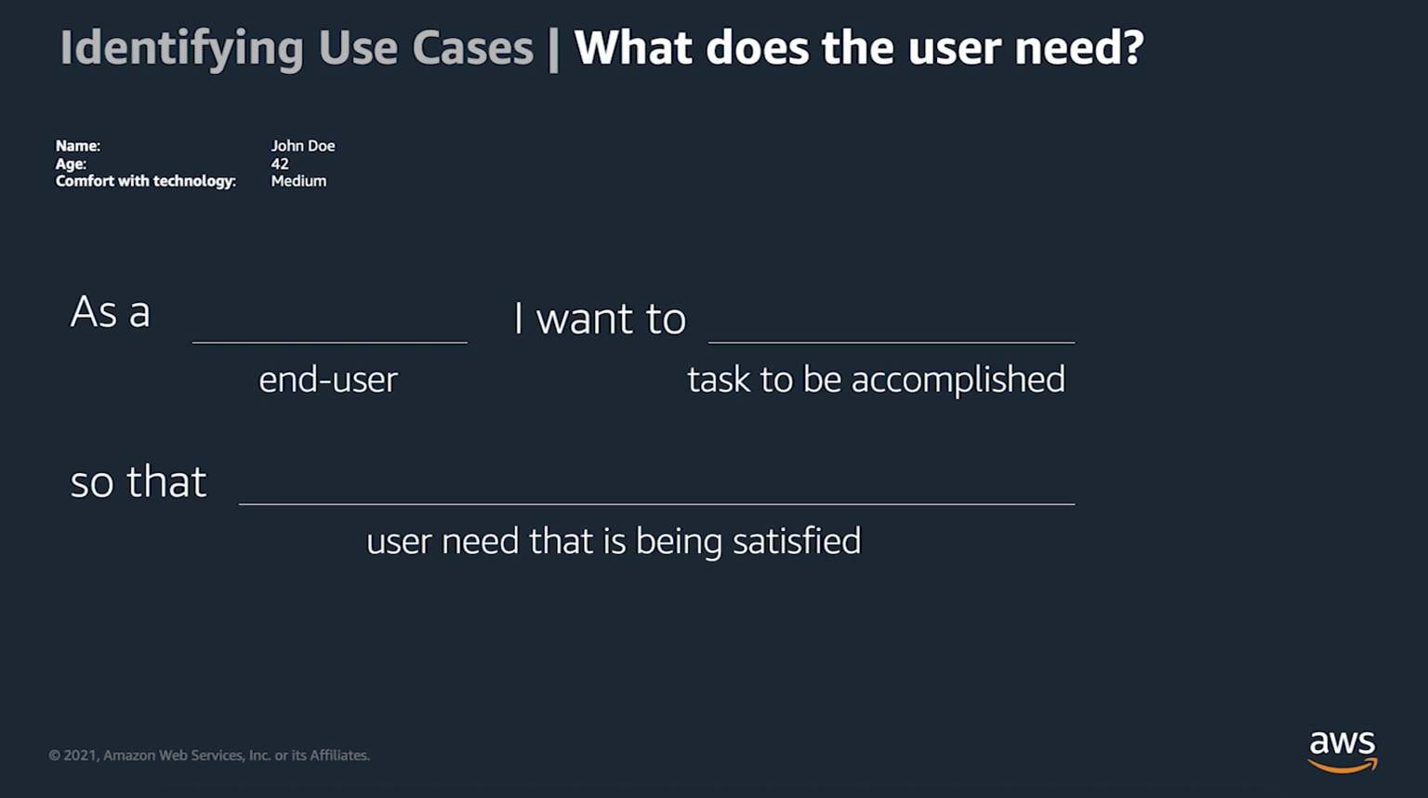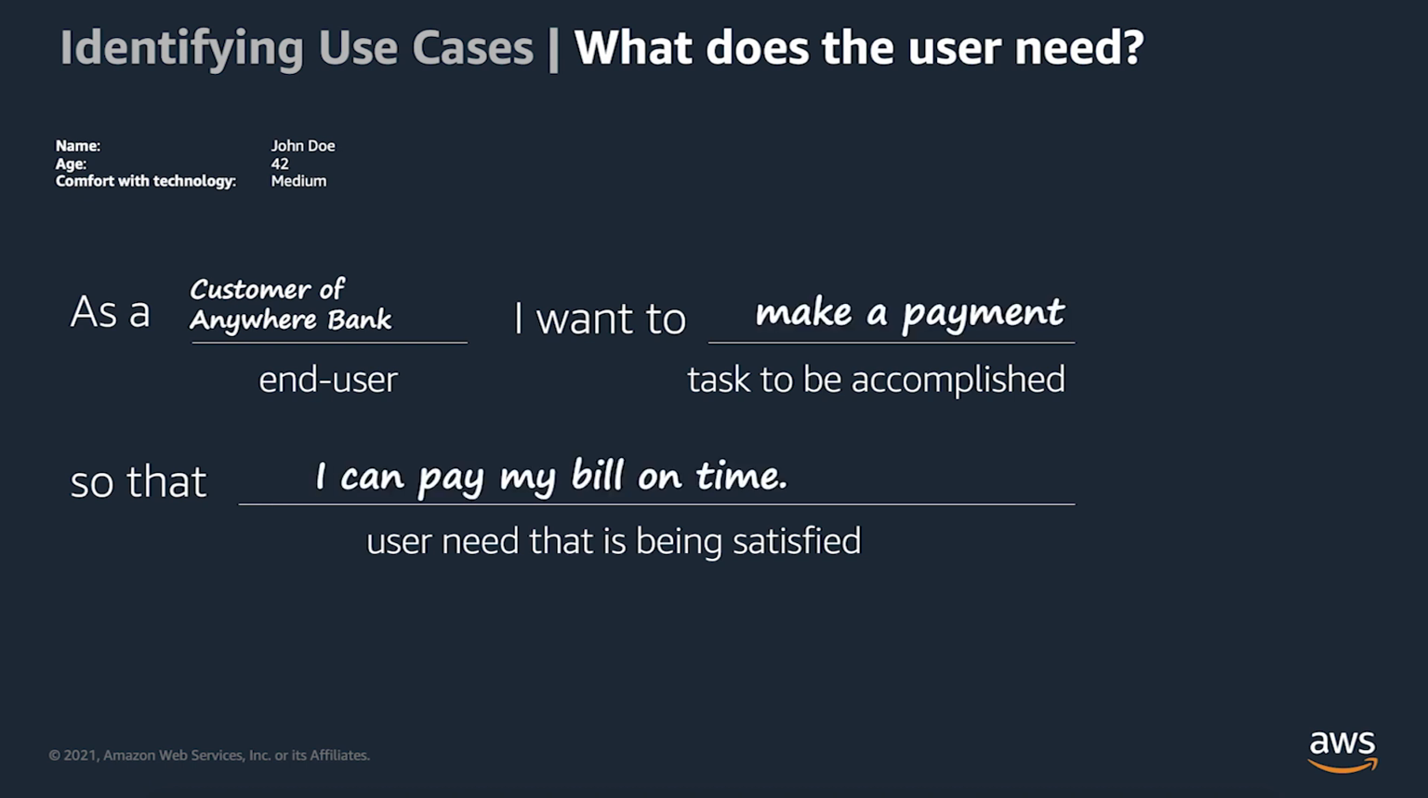So I think our first user is going to be a standard, more typical customer of Anywhere Bank. And this person, our John Doe here, really wants to be able to just make a payment so that he pays that bill on time. All right, so as a customer of Anywhere Bank, I want to make a payment so that I can pay my bill on time. This is an example user story, which is pretty straightforward. This is representing an average user of this Anywhere Bank.